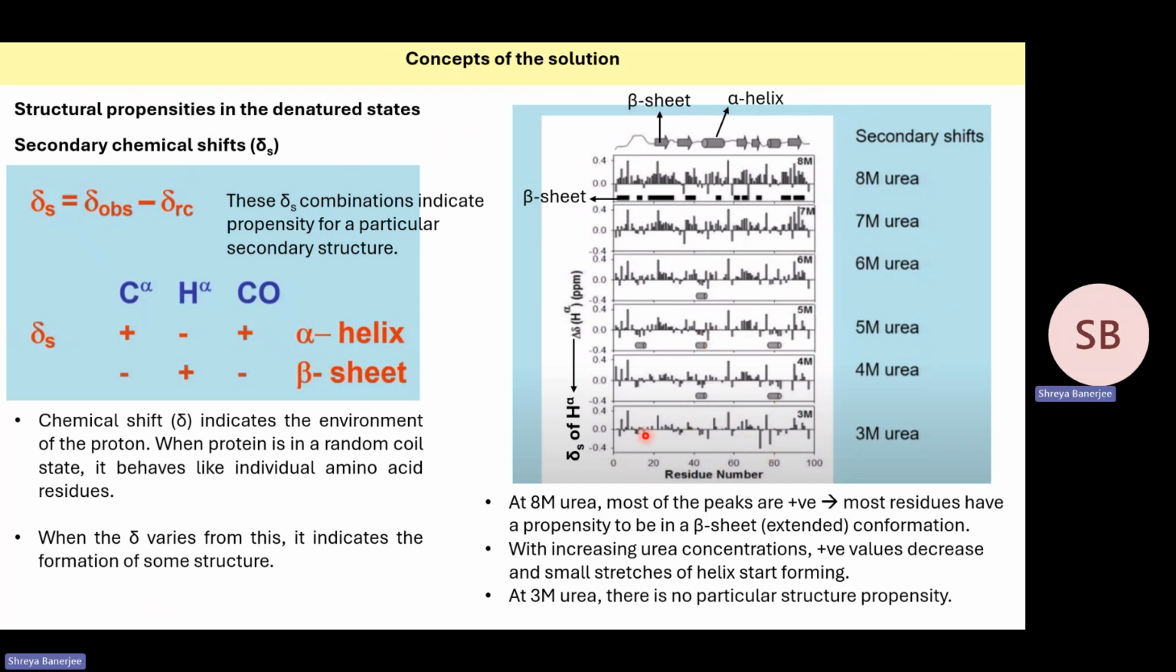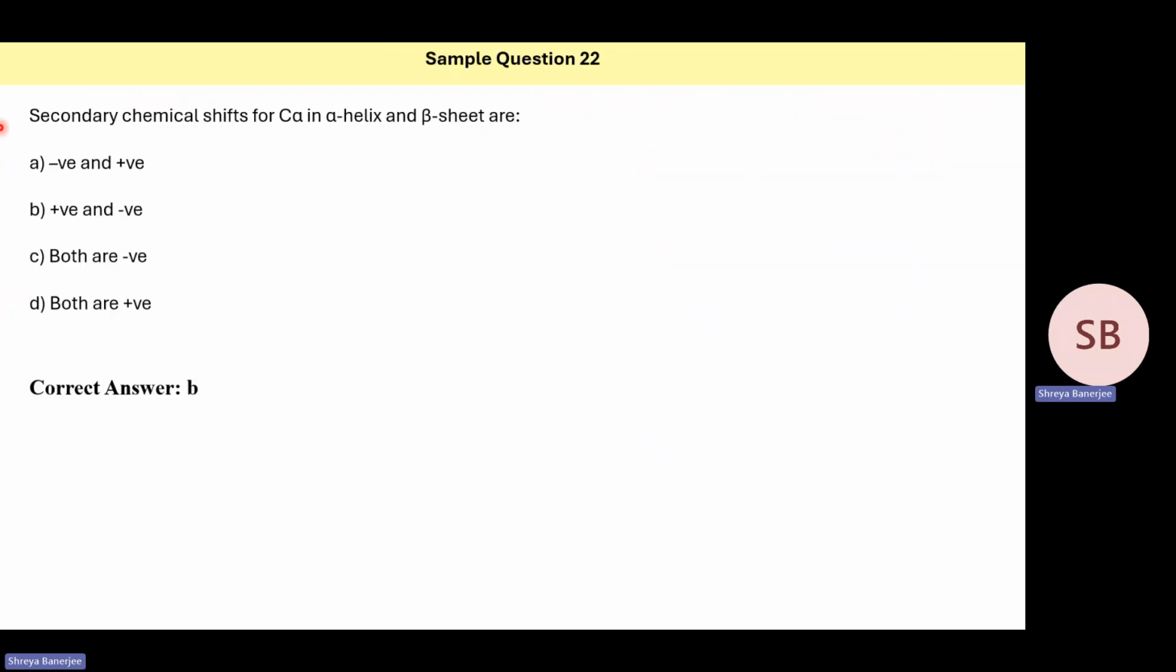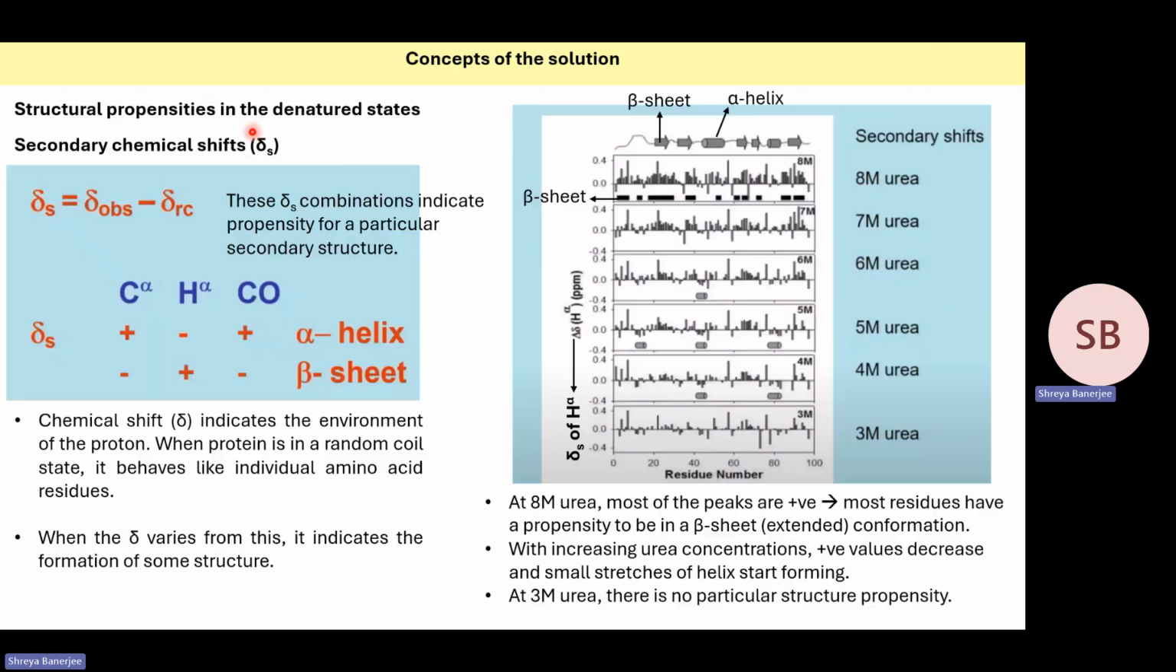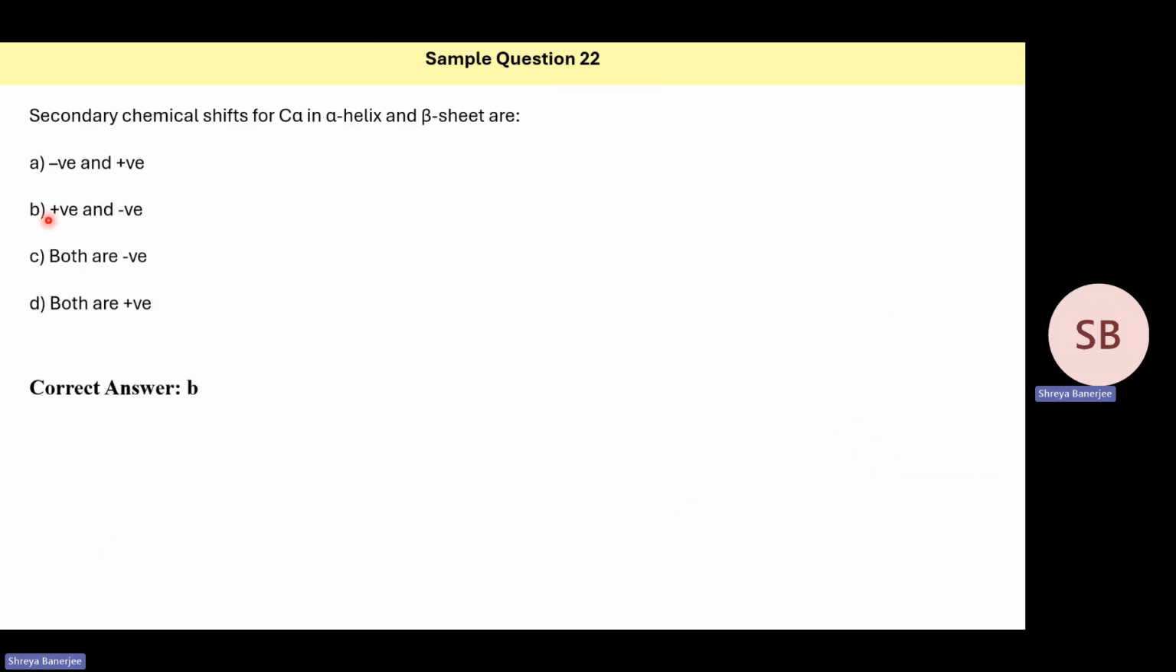Till at 3 molar urea, most of the residues have very small values of delta S. So there is no specific structural propensity at 3 molar urea. Basically, using this secondary chemical shift, you can predict the secondary structure. So the question is asking secondary chemical shift for C alpha in alpha helix and beta sheet. So we are looking at this column. C alpha in alpha helix is positive, beta sheet is negative. So positive and negative. B is the correct answer.